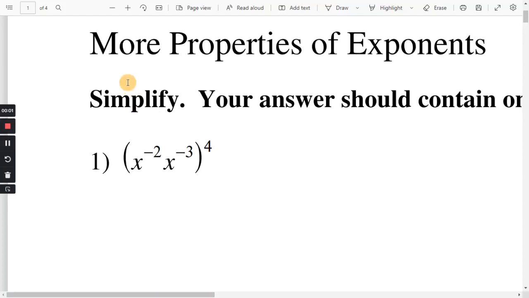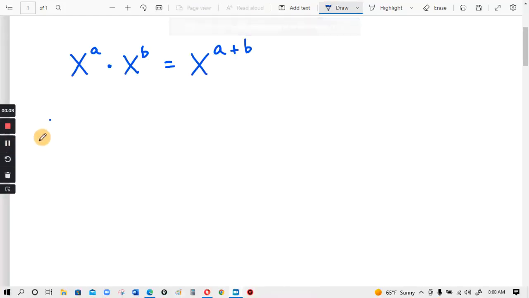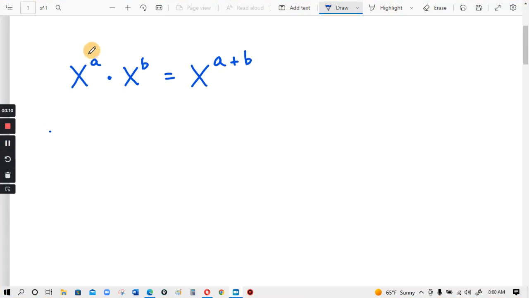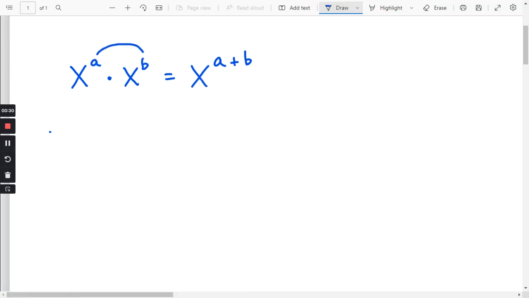This will be for the Kuta Software worksheet, more properties of exponents. So if you have two numbers raised to an exponent and it's the same number, like in this case, they're both x's, then if they are multiplied by each other, you can just add the exponents. So x to the power of a times x to the power of b. You keep the x, and you add the exponents, a plus b.